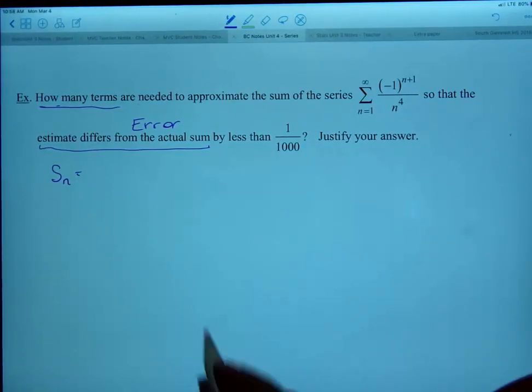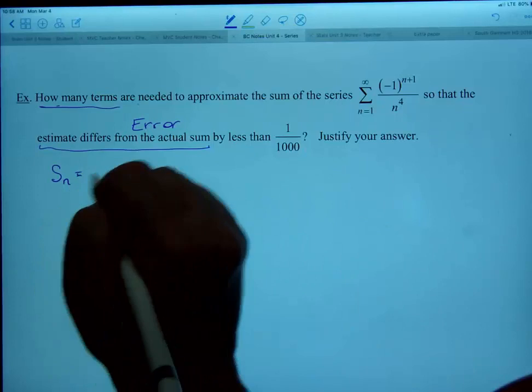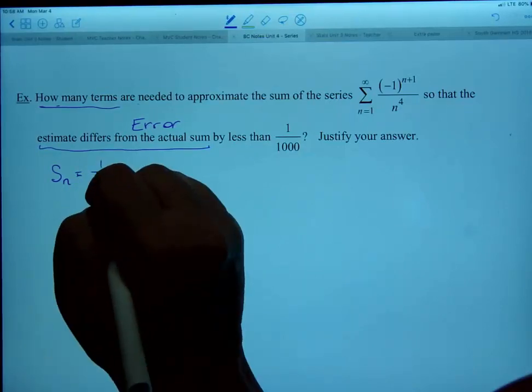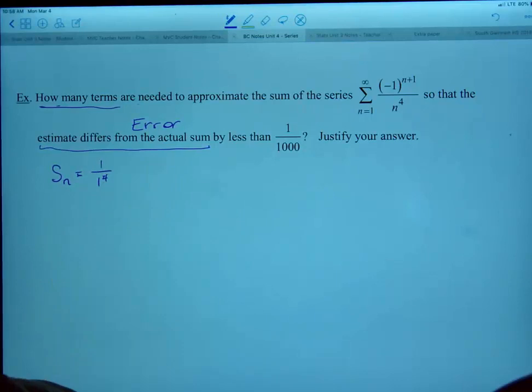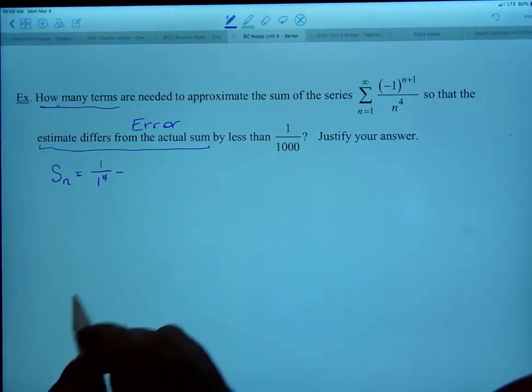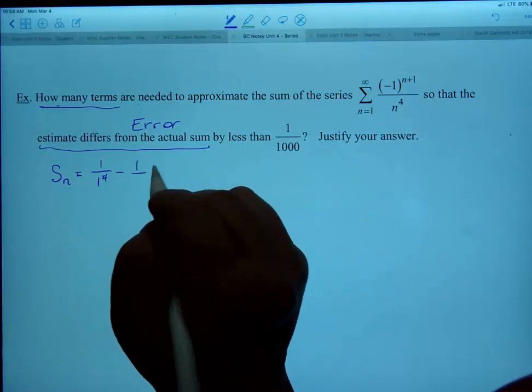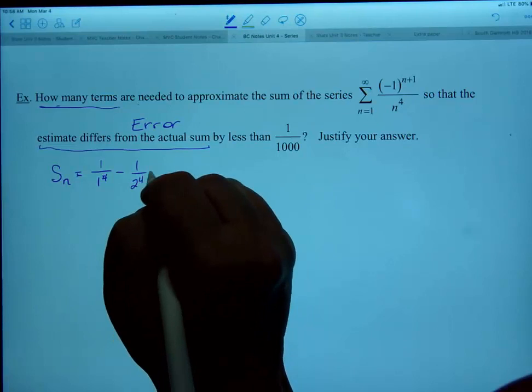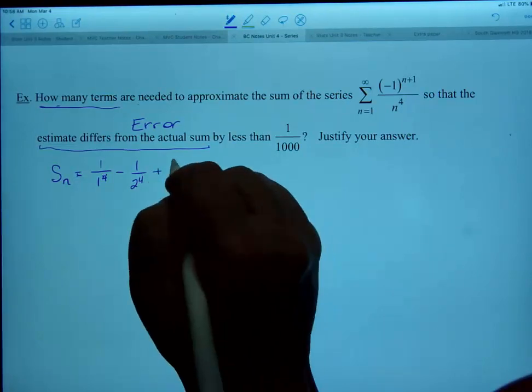Does it start negative or positive? Positive. So the top is a 1, and the bottom is 1 to the 4th, which is 1. Then minus 1 over what? 2 to the 4th, 16, plus 1 over 3 to the 4th.